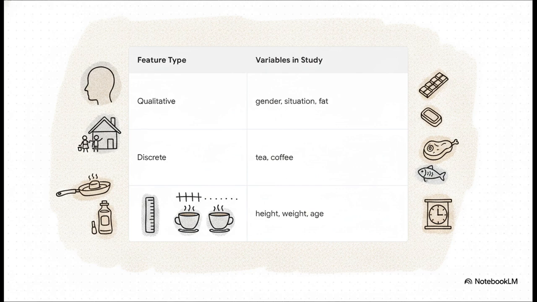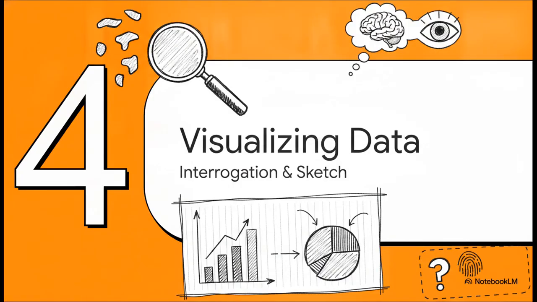Then we've got our discrete quantitative features, like the exact countable number of cups of tea or coffee they drink daily. And finally, continuous quantitative variables, their exact height, weight, and age. Getting this classification right is totally non-negotiable for what we do next. Which brings us to part 4, summarizing and visualizing, the interrogation and sketching phase.